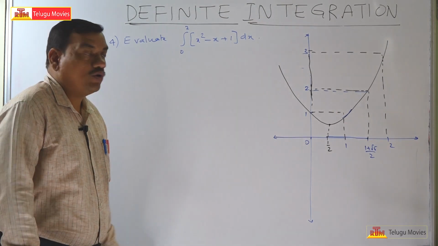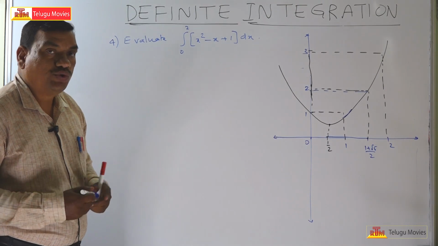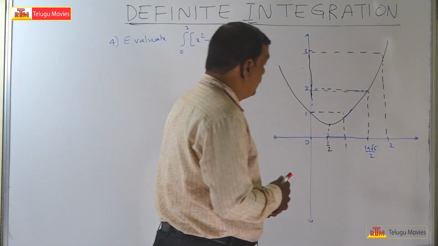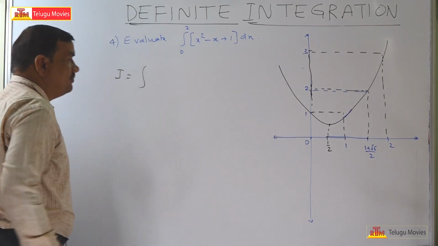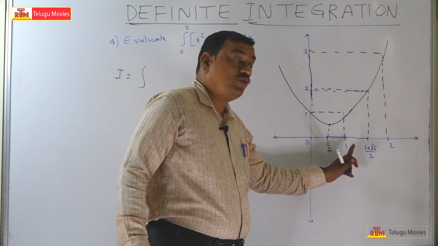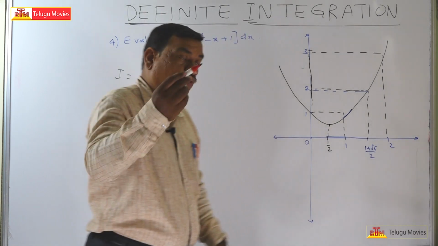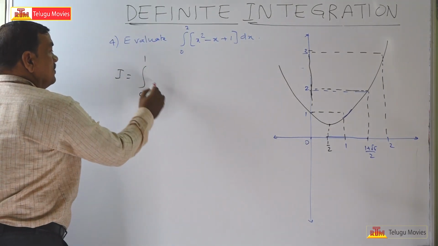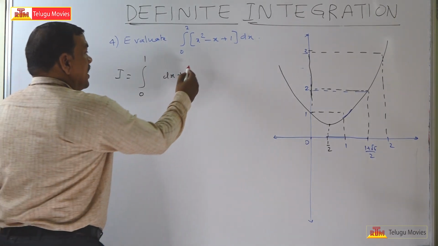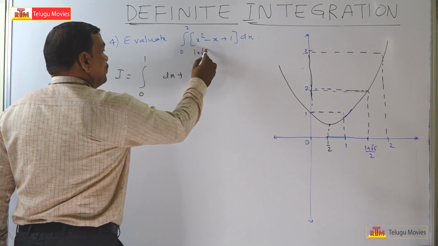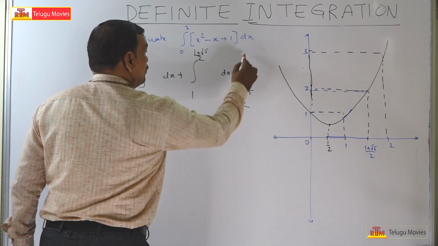Welcome to the final calculation. Let us divide our interval from 0 to 2 like this. Our integral from 0 to 2 splits into 0 to 1, 1 to (1 plus root 5) by 2, and (1 plus root 5) by 2 to 2. So that means integral 0 to 1 dx, I will tell what the integrand is, that is the y value, then 1 to (1 plus root 5) by 2 dx, plus (1 plus root 5) by 2 to 2 dx.